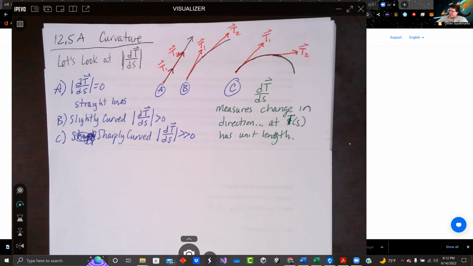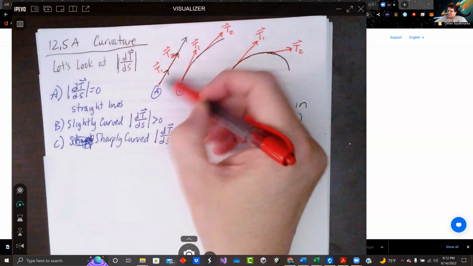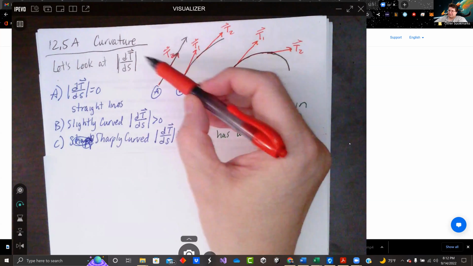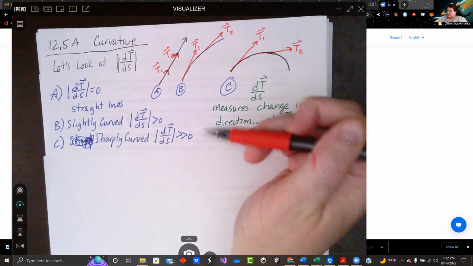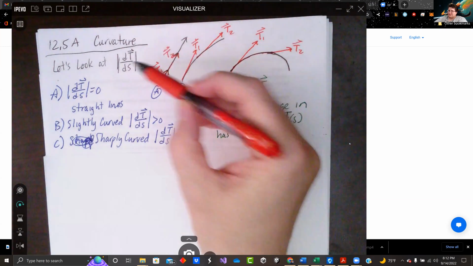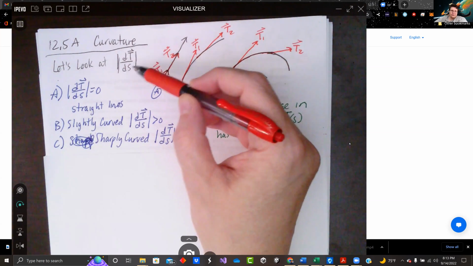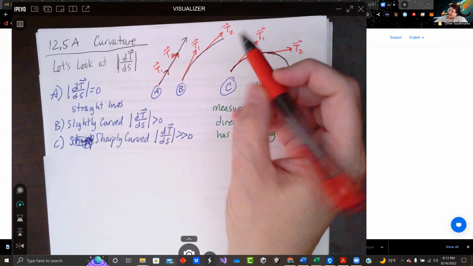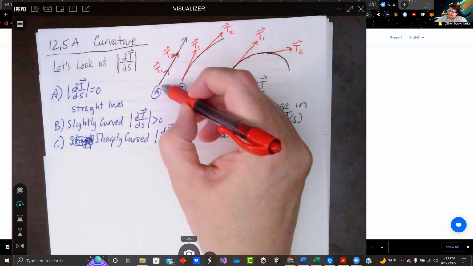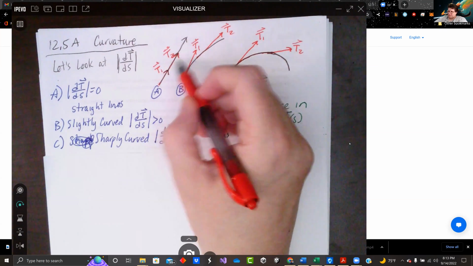So let's look at how the tangent line is affected by arc length. If I've got a straight line like I do here, when I say the tangent line is affected by arc length, I'm looking at the magnitude of dT/ds. We know that the length of the tangent is always 1, so what we're really looking at is what direction dT/ds is heading in. For a straight line, the tangents are the same, so the tangent line isn't changing.